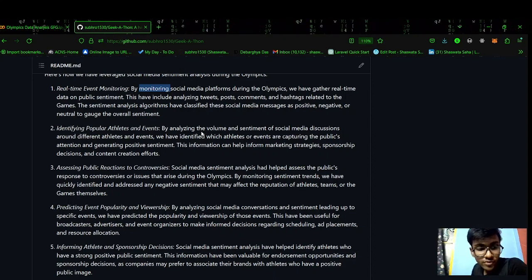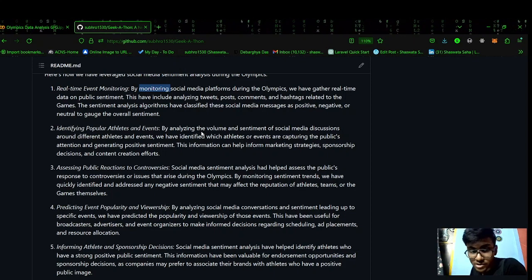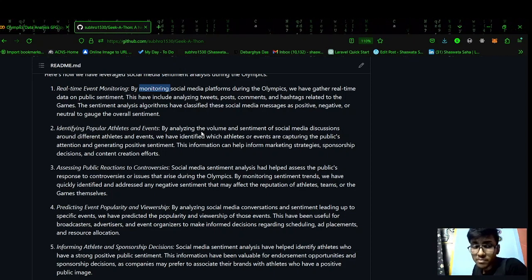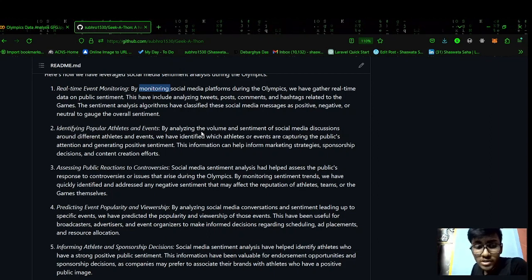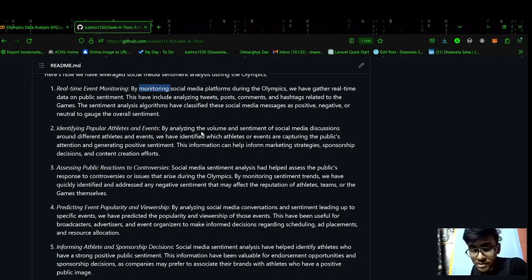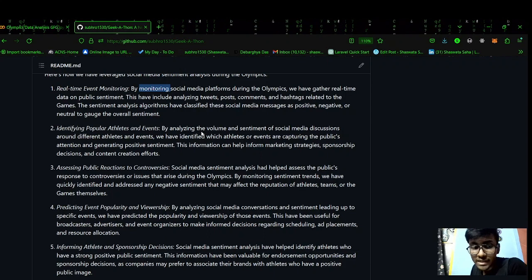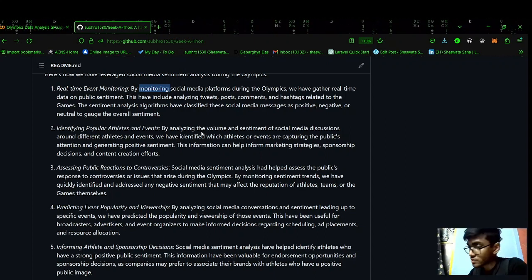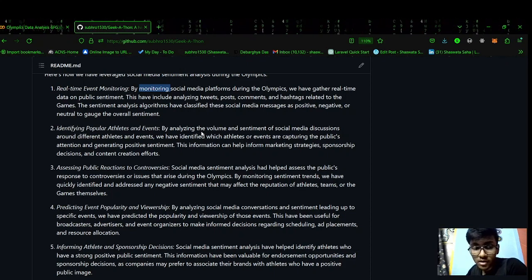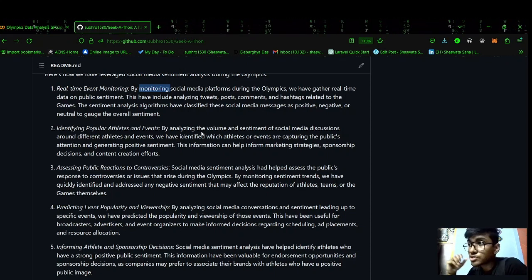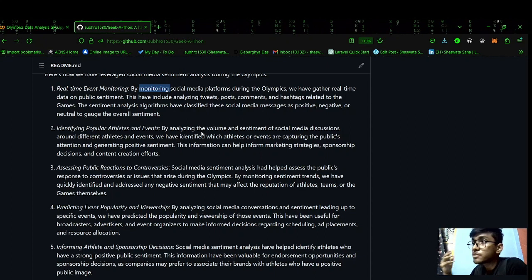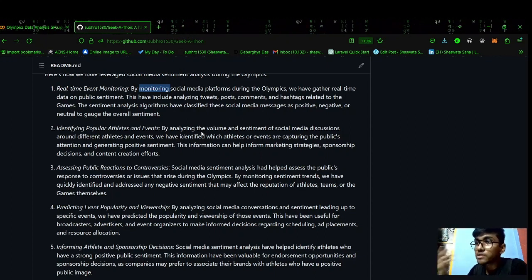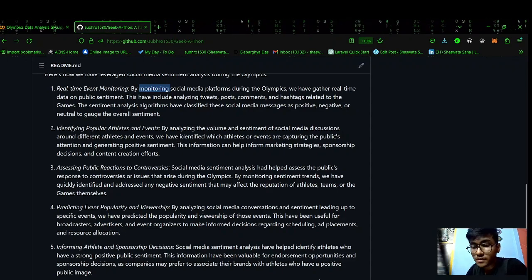And the third point which we focused on was assessing public reactions to controversies. Social media sentiment analysis helped us assess the public's response to controversies or issues that arise during the Olympics. By monitoring sentiment trends, we quickly identified and addressed any negative sentiment that may affect the reputation of athletes, teams, or the games themselves. So this point gave us information about how many persons were making negative comments, neutral comments, or positive comments about any particular person.